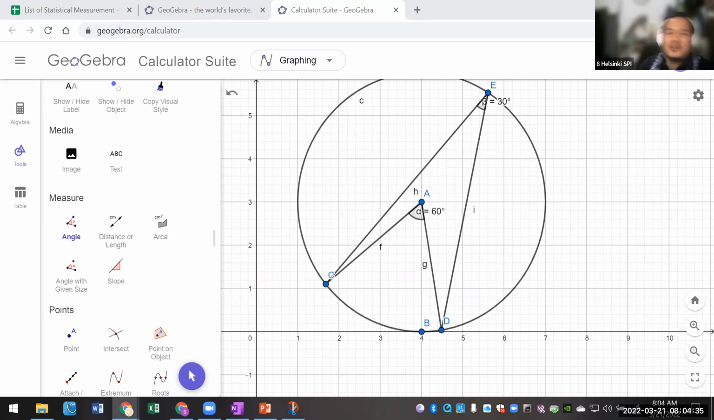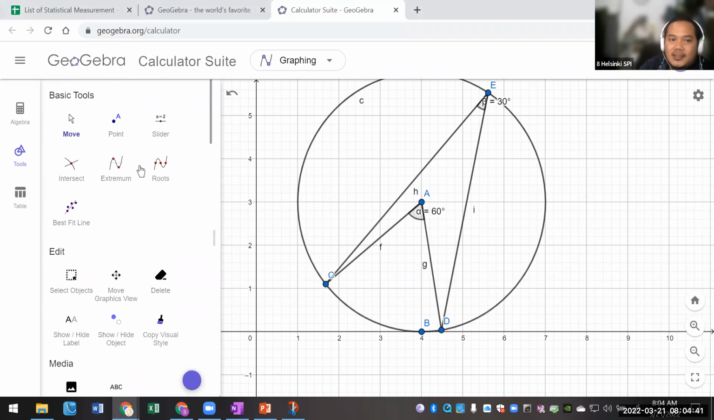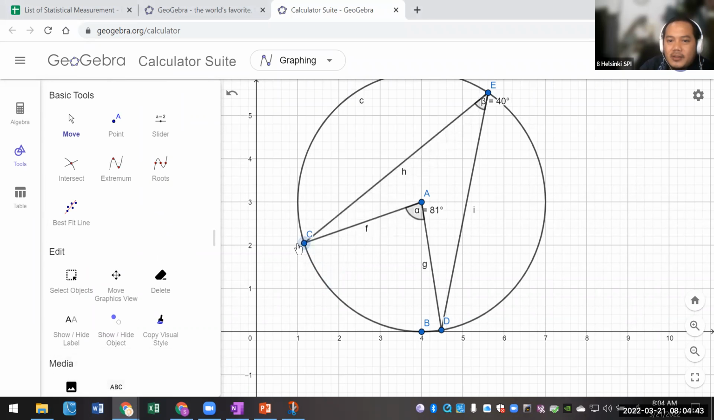Okay, maybe I'm going to show you again, guys. So if this is 60, this is 30. What if I just move this? Let's say I have this as 80. If this is 80, okay, wait, it's not 80 yet. This is 40. Previously we had 60 and 30, now 80 and 40. How is that connected?